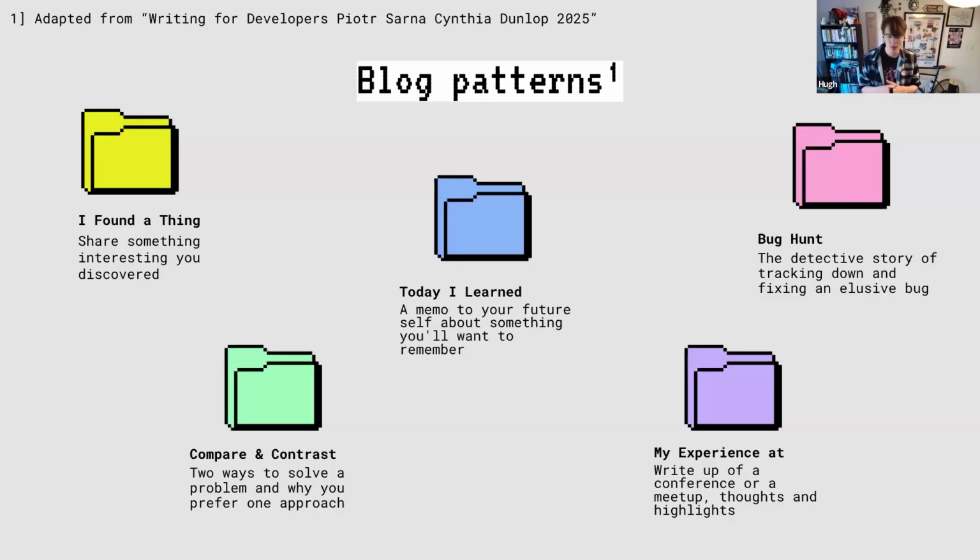Some other great examples are compare and contrast. So thinking about two ways to solve a problem and why you might prefer one approach. A bug hunt. Perhaps you're working on a project or an exercise and there's a bug and you have to track it down and figure it out. Sharing that journey and how you solve that problem is both useful for your own learning, as I mentioned before, but is also a great way of engaging with other people because you're sharing how to fix a problem and people really appreciate that, I often find.